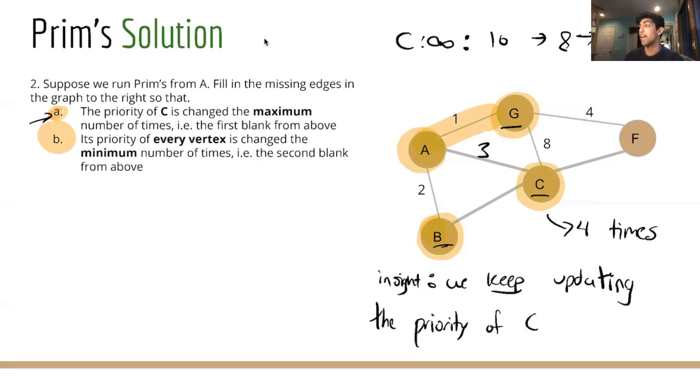And then now we're basically done. We can just put two big numbers here, I don't know, 100, 101. And we see that we only changed the priority of every vertex once. Any questions?